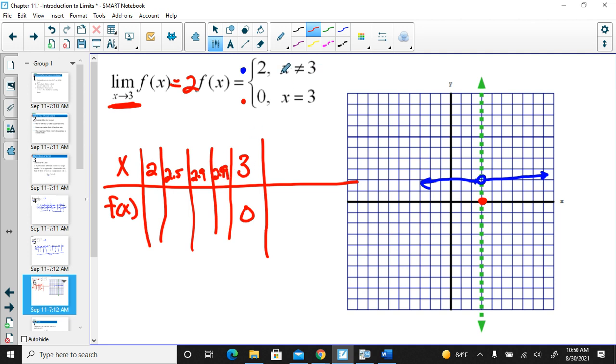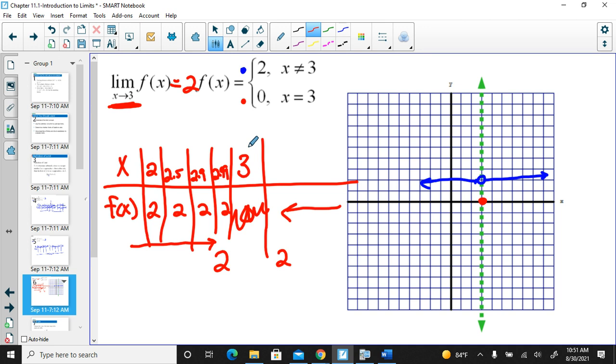2.99. Well, it says that whenever x is not 3, it doesn't matter what my x is, as long as it's not 3, my y value is 2. Well, this isn't 3, this isn't 3, this isn't 3, this isn't 3. So we know that I never actually get here, so I don't even care about that value. As I get really, really close to 3, what is my y value? 2. The same thing would happen from this direction as well. It doesn't matter how close I get, 2.99, 2.999, 2.9999, we're always going to be at 2.